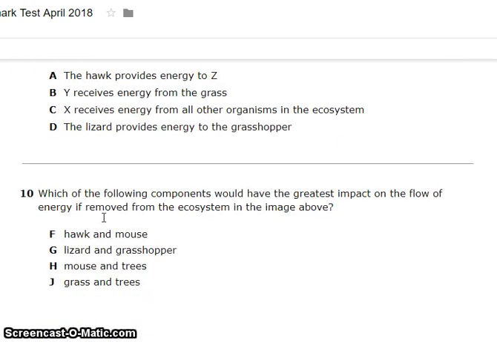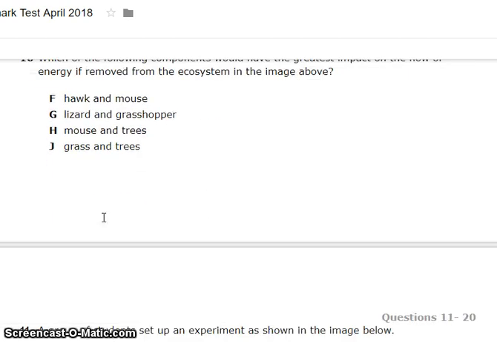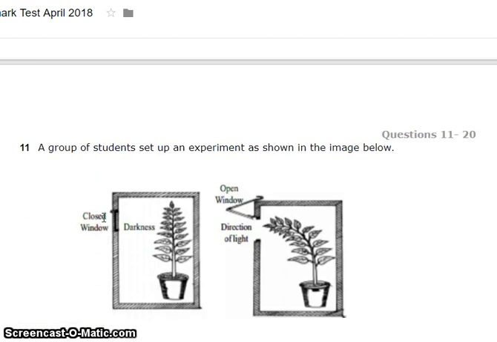Number 10. Which of the following components would have the greatest impact on the flow of energy if removed from the ecosystem in the image above? F. Hawk and mouse. G. Lizard and grasshopper. H. Mouse and trees. J. Grass and trees.